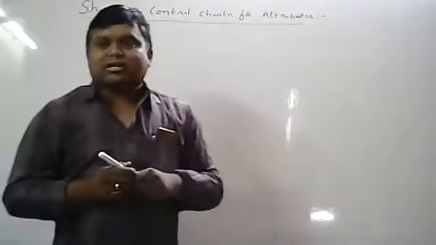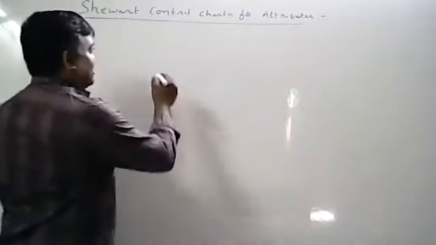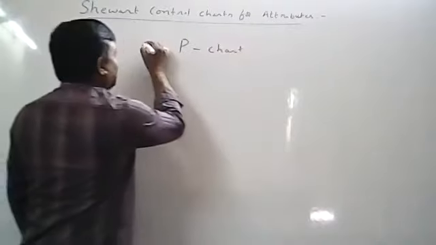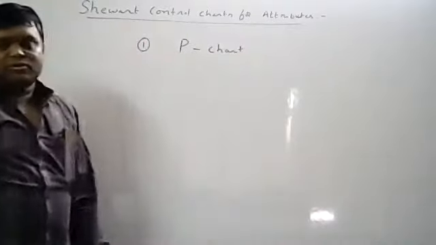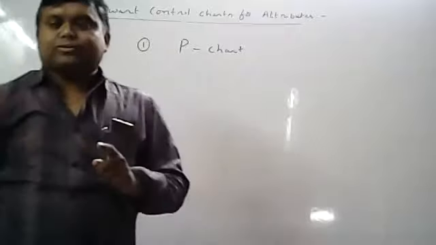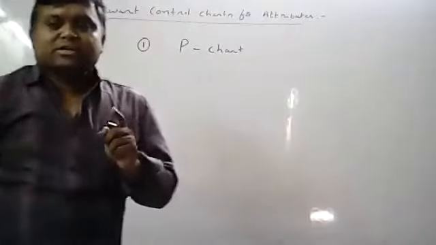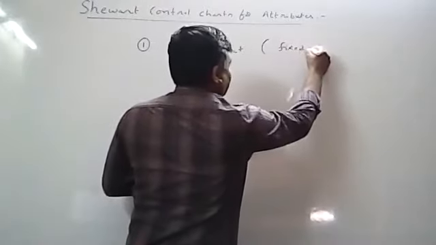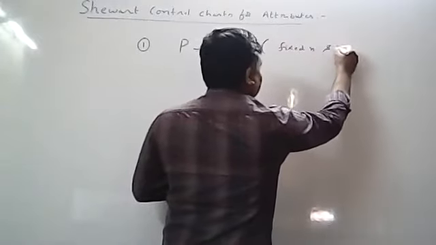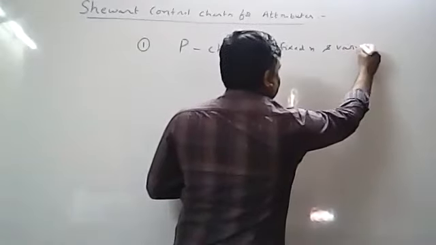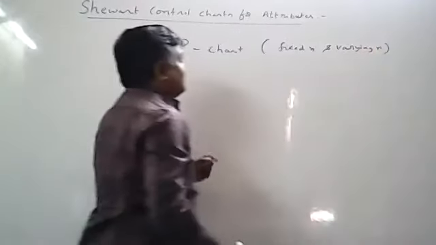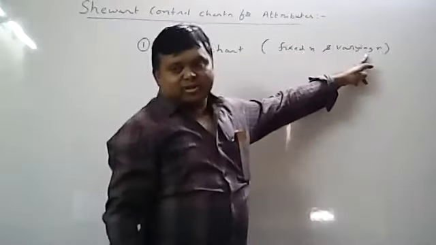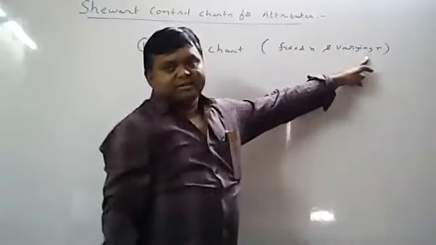There are several control charts for attributes. The first one is the control chart for fraction defective, also known as the P chart. In this P chart, you will learn the fixed n procedure and the varying n procedure. Whenever the n value is fixed, what is the procedure? Whenever the n value is not fixed and changes, then what is the procedure?